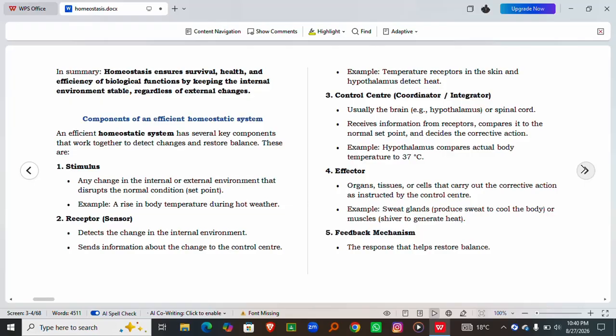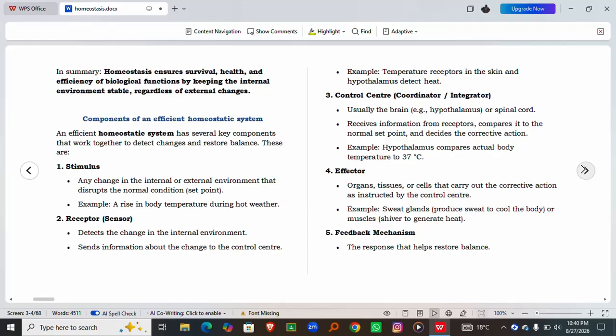Our body has a mechanism that helps to bring, for example, the temperature that has gone higher back to the normal set point, 37, which is favorable for enzyme activity. If it goes below 37, still the body is going to carry out processes that will help to raise the temperature and bring it back to normal. That is what we shall be looking at in homeostasis.